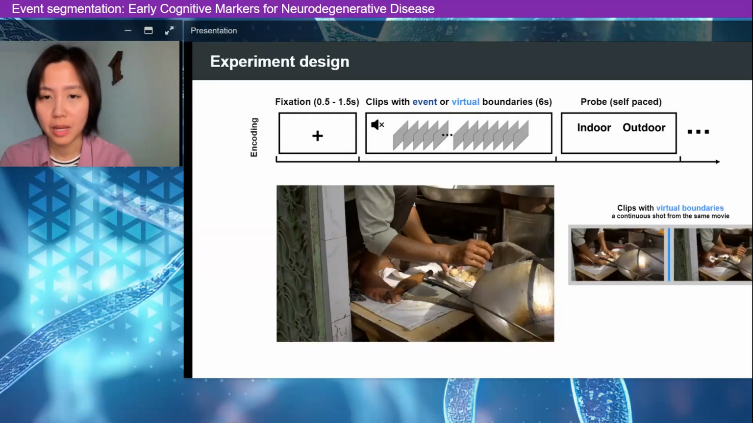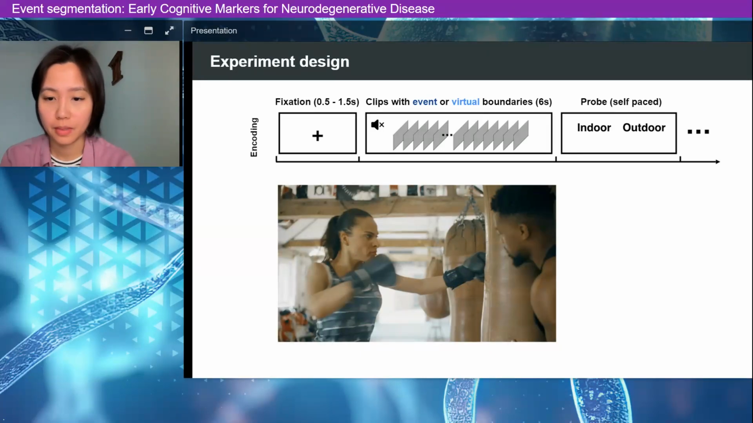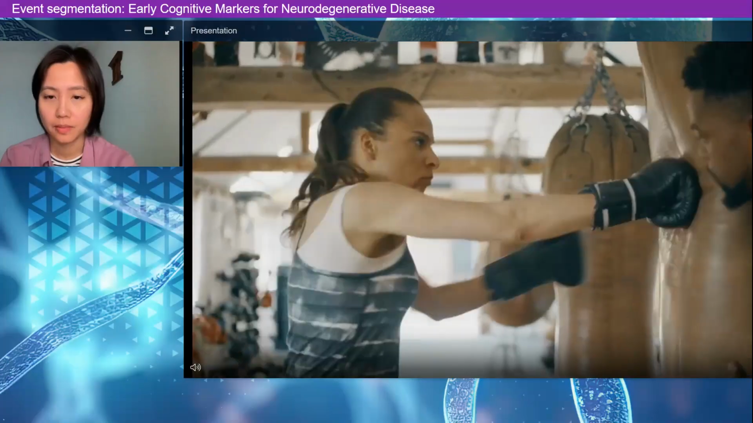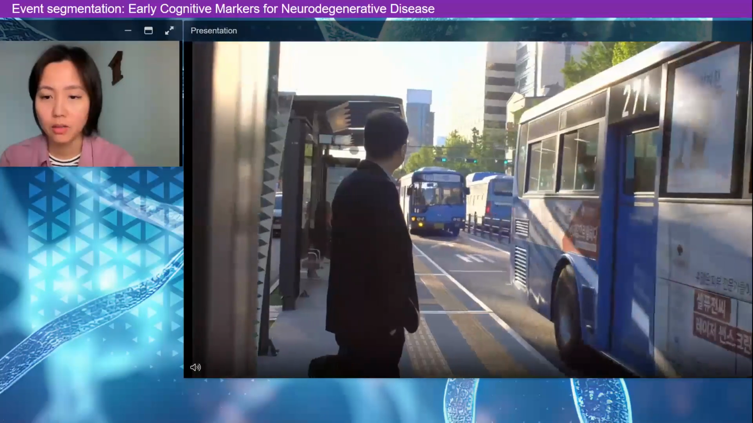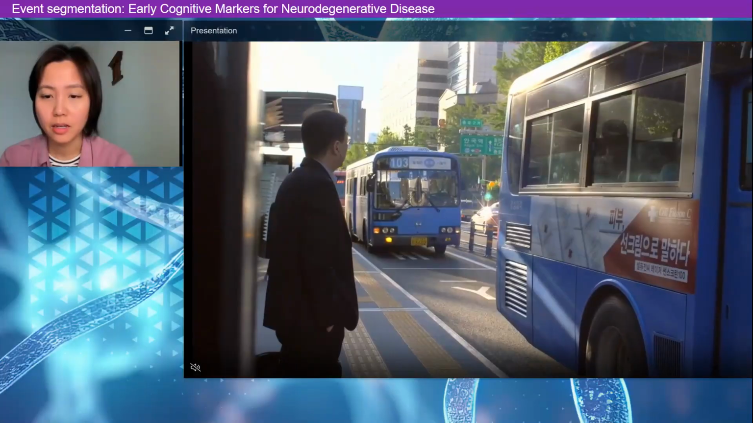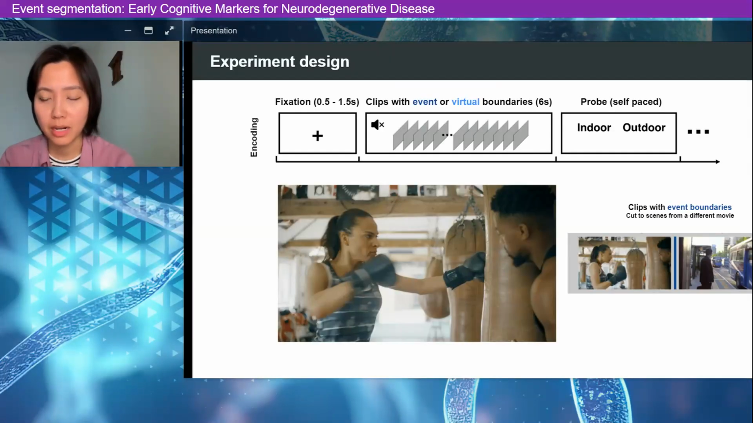We also have a different type, which we name clips with event boundaries. Here's one example of that. In this clip, you can see it transitioning from girls practicing boxing to a man waiting at a bus station. And these two events are pulled from two very different contexts and don't have a clear contextual relevance. We refer to the event transitions in this type of clip as event boundaries.